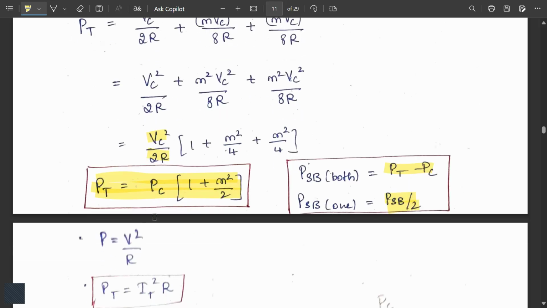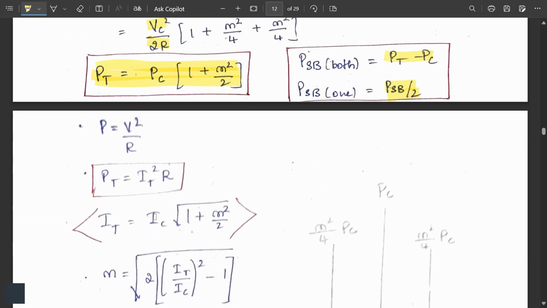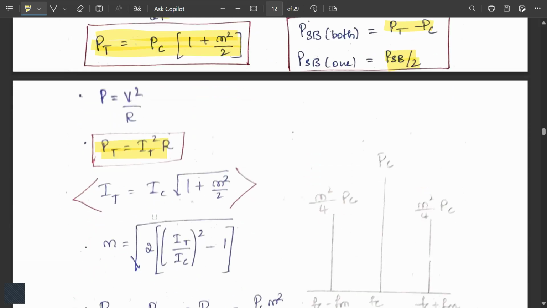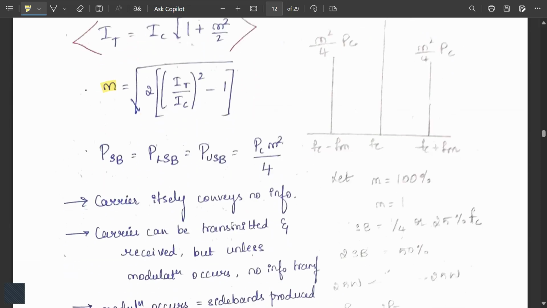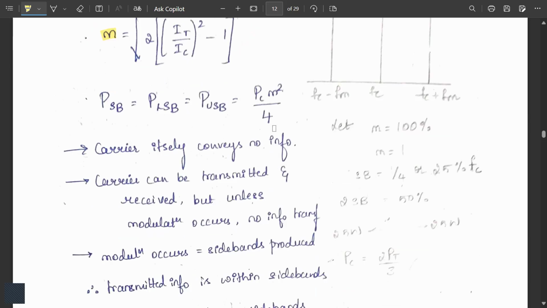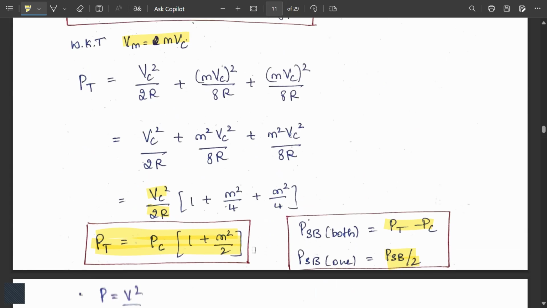Sideband, one sideband. P is equal to V square by R. PT is equal to what? This is another formula, that is IT square R. So IT is what? IC square root of 1 plus m square by 2. We will get another formula for the modulation index. PSB is equal to PLSB is equal to PUSB is equal to Pc m square by 4. This is required in case of the problems. But for the derivation part, you have to write till this point.